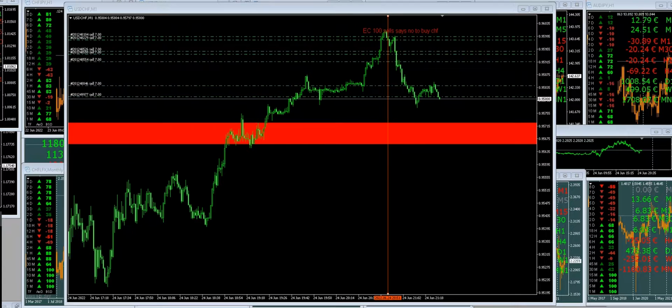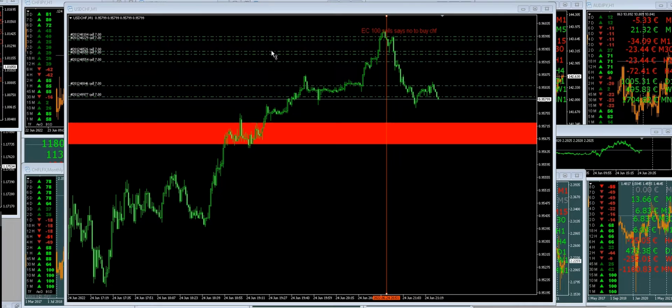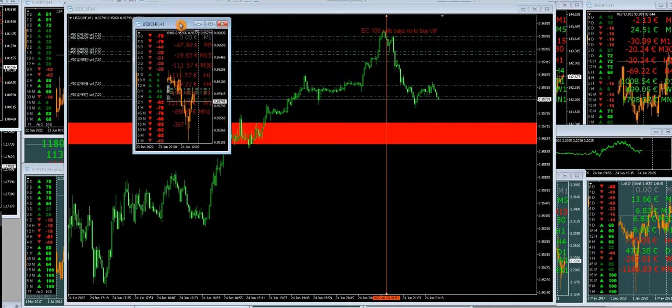Hi guys. I wanted to do a video on fractals again and dollar Swiss. We are in a sell on dollar Swiss. Why is that? Well, our numbers are red finally, so we must only go in this direction.